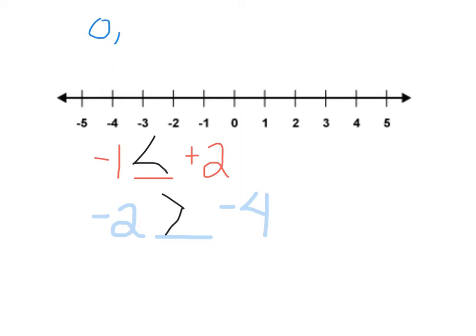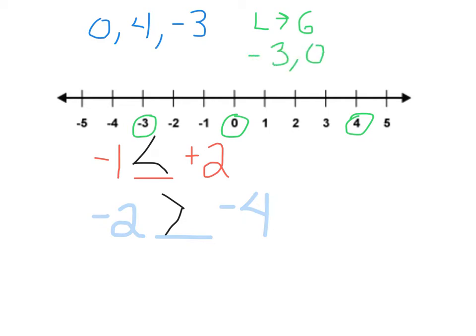So if we have the numbers 0, 4, and -3, I'm going to mark those here on the number line. So we have the numbers 0, 4, and -3. If we're going to put these in order from least to greatest, I want the one that's smallest. That's clear over here on the left. So least to greatest, I'll do L to G. That's going to be -3, 0, and then 4.